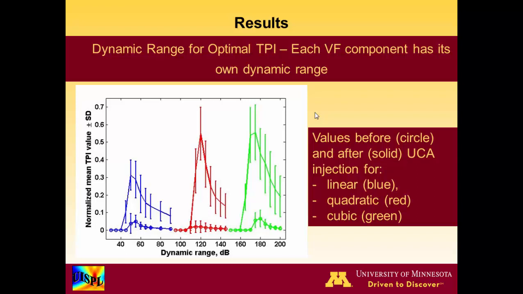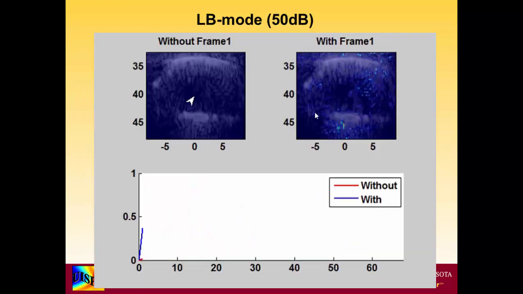Another thing we should notice is that the Volterra filter extended the dynamic range significantly. The linear component is under 100 dB, but the cubic is almost toward 200 dB, which gives us a higher dynamic range to track the blood perfusion. Each component has its own dynamic range, but it's not critical. For this case, 50, 120, and 170 dB were determined to be the optimal dynamic range for the respective components.